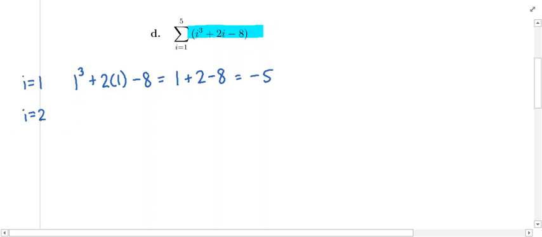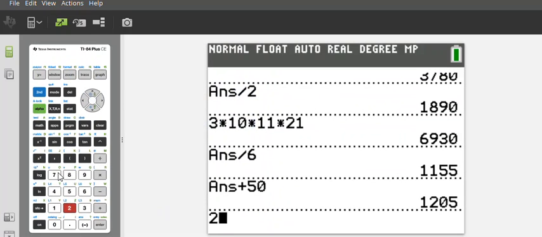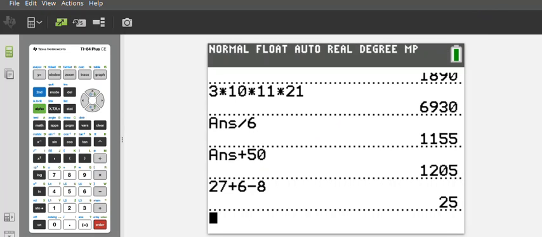And then if i equals 2, plug that in. We're going to get 2 cubed plus 2 times 2 minus 8. This is going to be 8 plus 4 minus 8. That's just 4. And then i equals 3. This is going to be 3 cubed plus 2 times 3 minus 8. This is going to be 27 plus 6 minus 8. So 27 plus 6 minus 8 will give us 25.